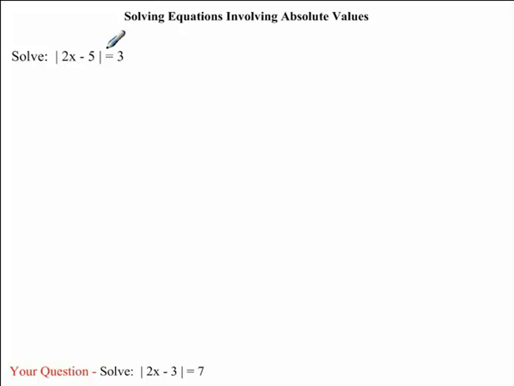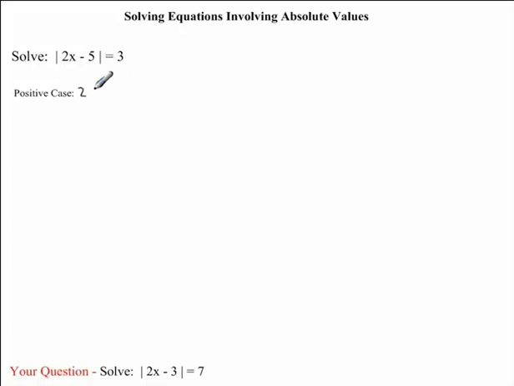These absolute value bars mean that regardless of whether the answer inside of these bars is positive or negative, the overall answer will always be positive. This means that when we're solving for our x variable, we have two cases to consider: when the answer inside the absolute value bars is positive or negative. Let's consider the positive case.